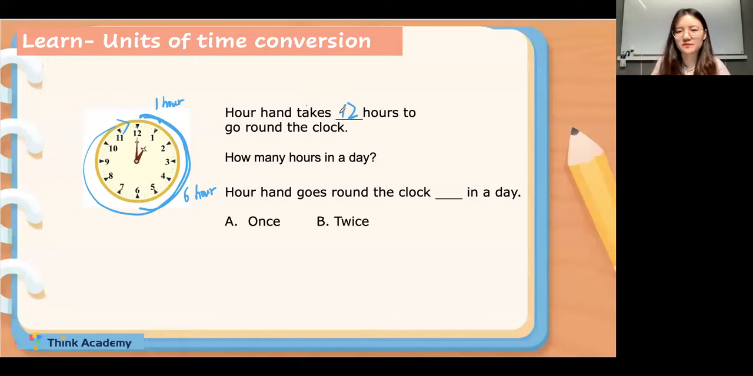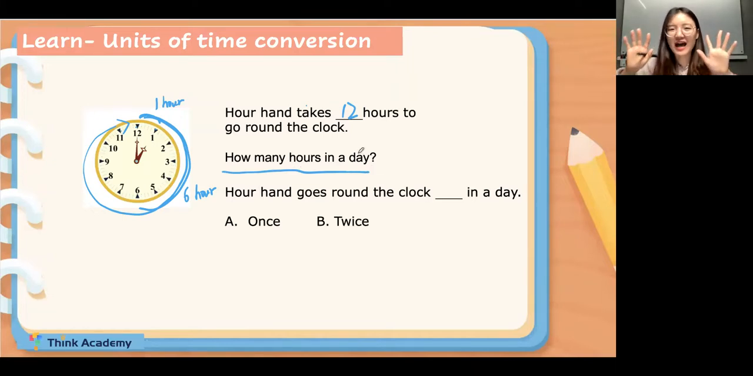Okay, the next question. How many hours in a day? Can you type in the chat box? I think it's very easy for you. 24, right? 24 hours in a day. Okay, for now, the new question is, does the hour hand go around the clock once or twice in a day? A, once, B, twice. Can you tell me the answer?